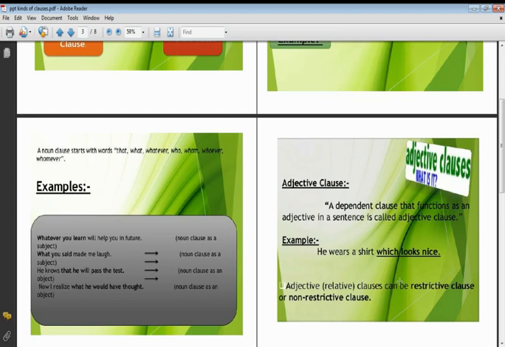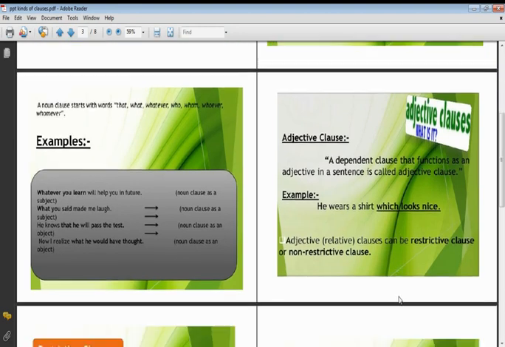Then we come to the next kind, that is an adjective clause. First of all, we have to see what an adjective is. An adjective is a word which tells us more about a noun or a pronoun in a sentence. The same is the case over here. When you read this sentence, "He wears a shirt which looks nice," shirt is a noun in this sentence, and the clause is simply modifying this noun. It is simply describing the noun, which is shirt. Such clauses which describe the noun in a sentence are called adjective clauses.